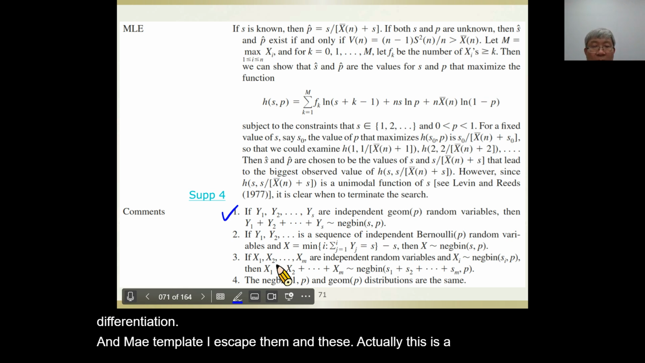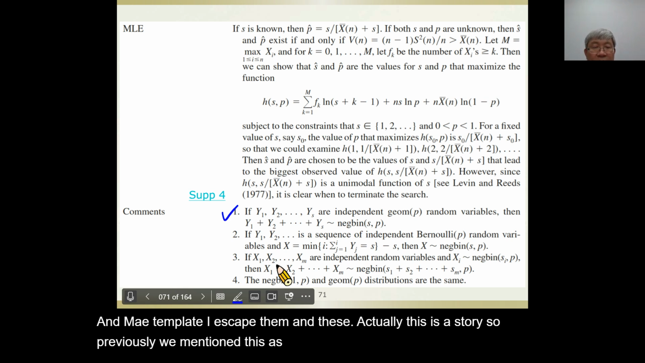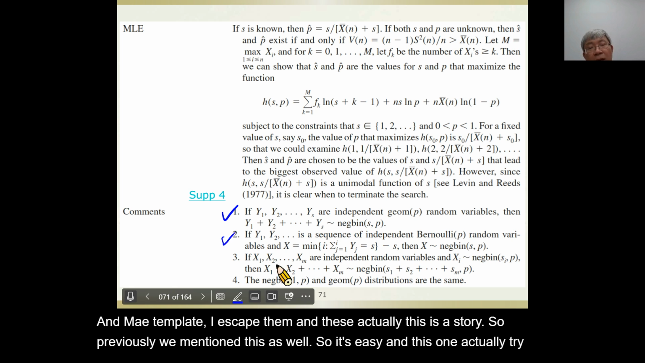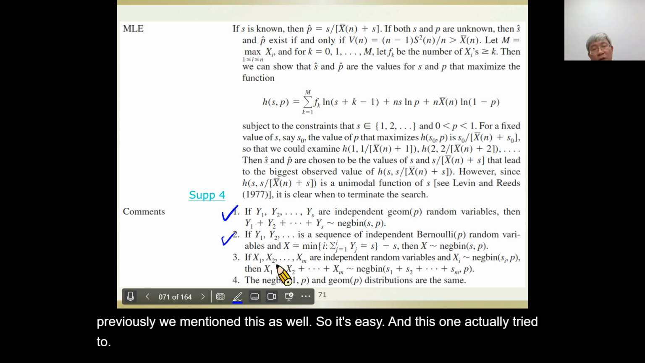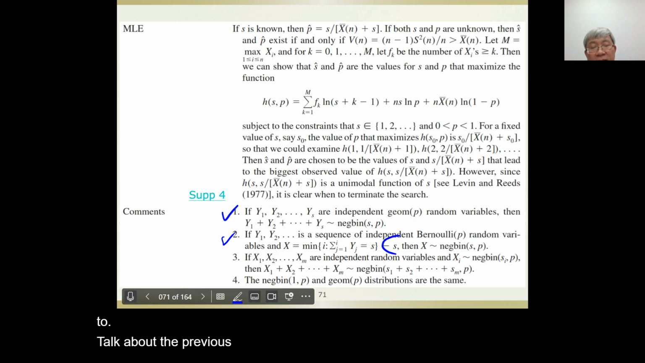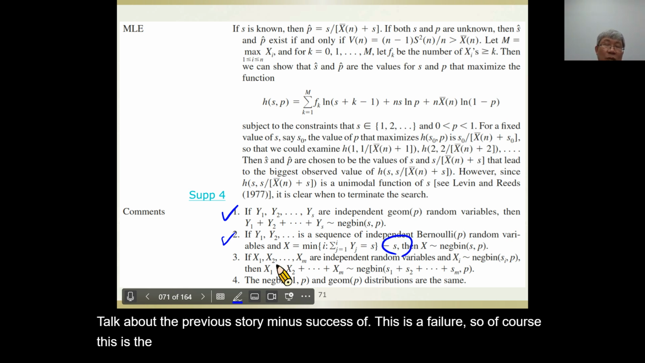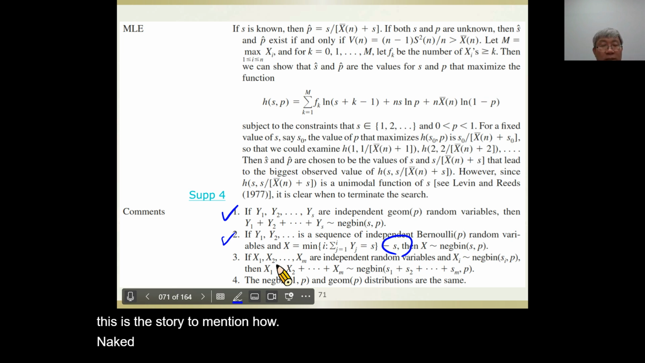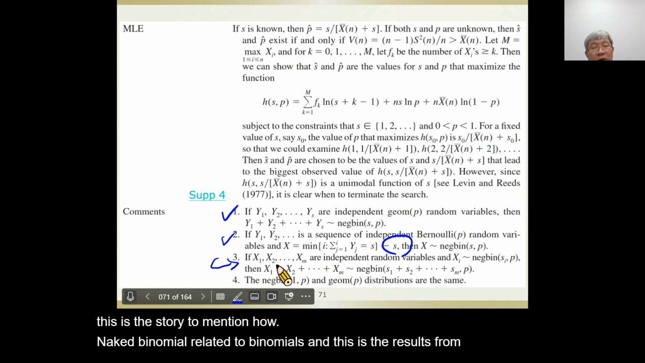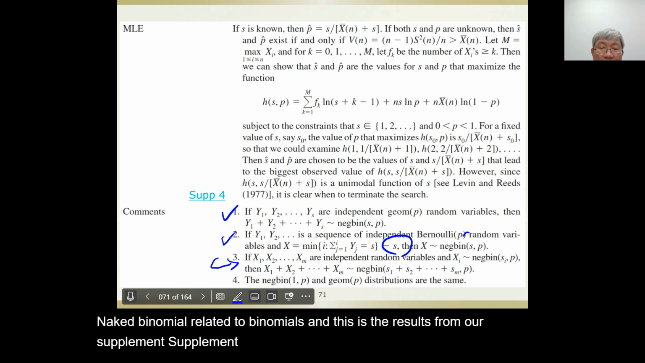Previously we mentioned this as well, so it's easy. This one tries to talk about the previous story. Minus success, so this is the failure. Of course, this is the story to explain how negative binomial is related to binomials. And this is the result from our supplement 4.